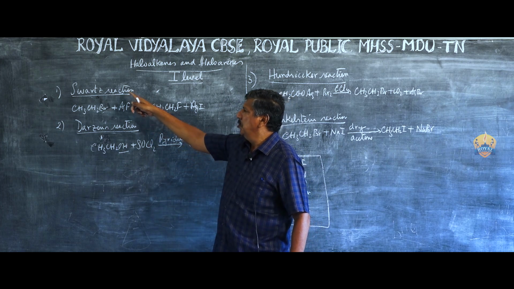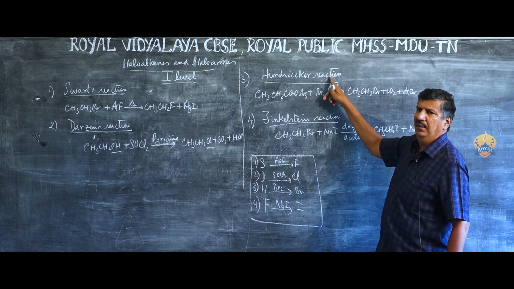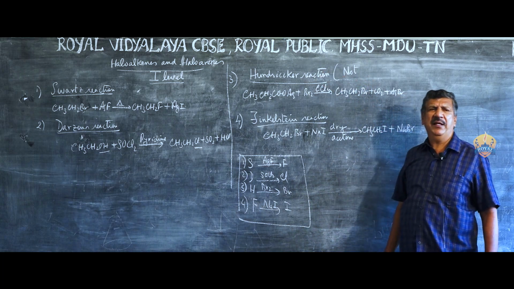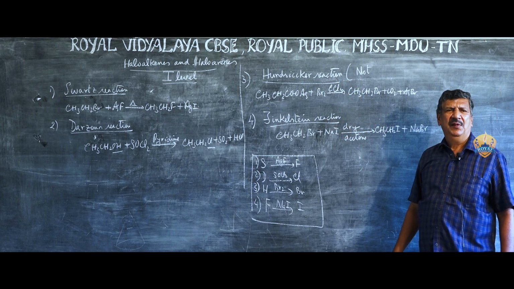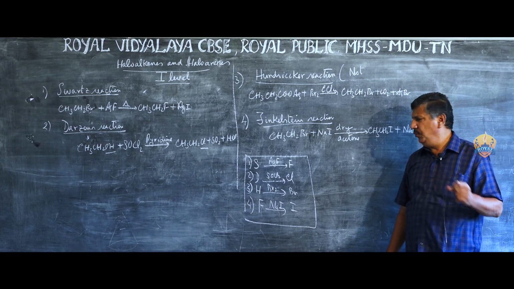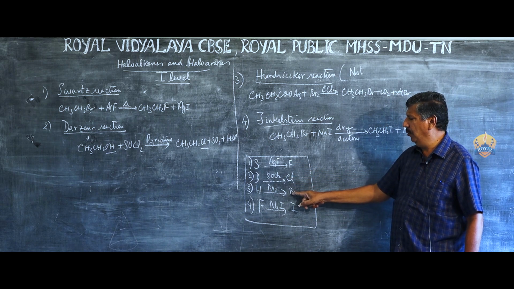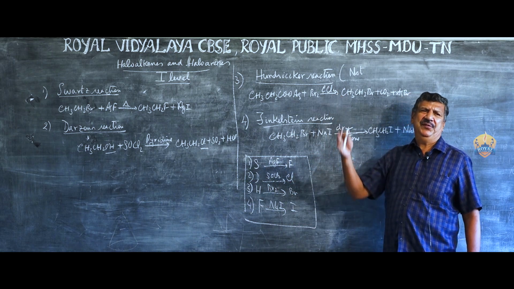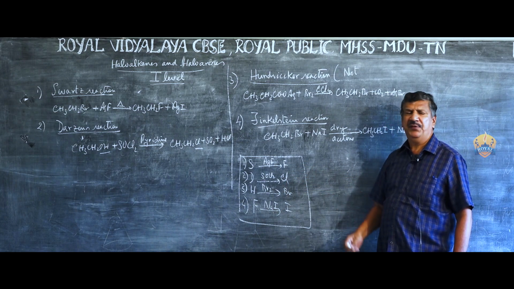You see, Swarts reaction, Darzens reaction, Hunsdiecker reaction, which is not in your book but is there in the state board, and Finkelstein reaction. Before going to these four, somebody may be confused, so better learn this one. You see, fluoride, chloride, bromide, iodide. This is the periodic order of halogens. So I am writing first fluoride, then chloride, bromide, iodide.